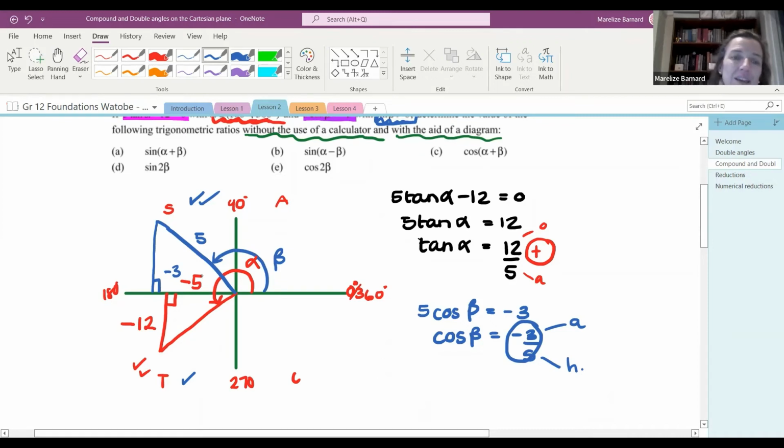Okay, so we can see for both of our triangles, the red one and the blue one, we are still missing one side. So to find that side, we are going to use Pythagoras. For those of you who know and understand, you can go ahead and do that.